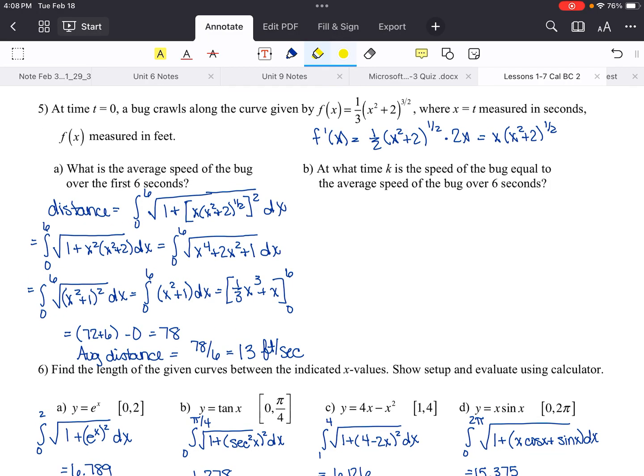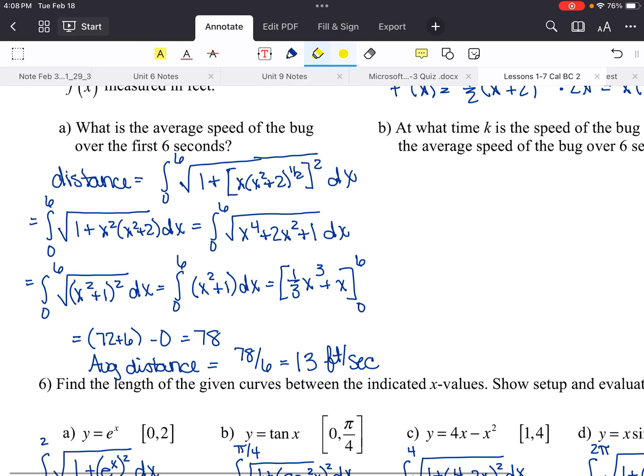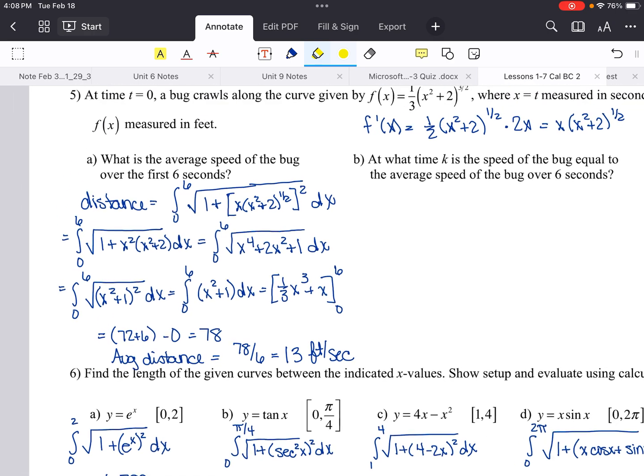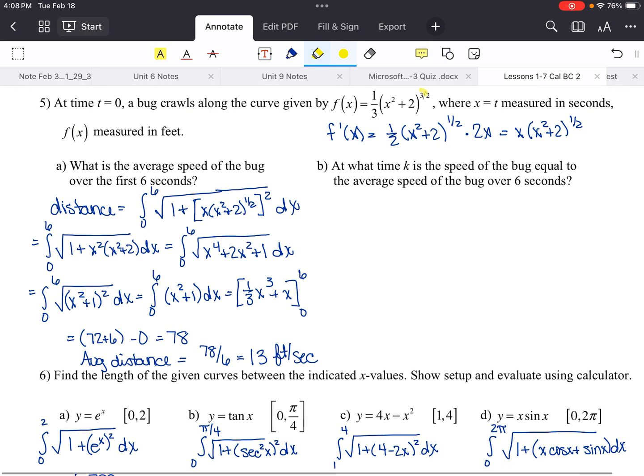So number 5, I want to know the total distance that this bug has traveled. I'm going to leave this one. We talked about it in class today. I'll go through it real quick, but this is just a whole lot of algebra. I've got a function. I did its derivative, and then I simplified its derivative.